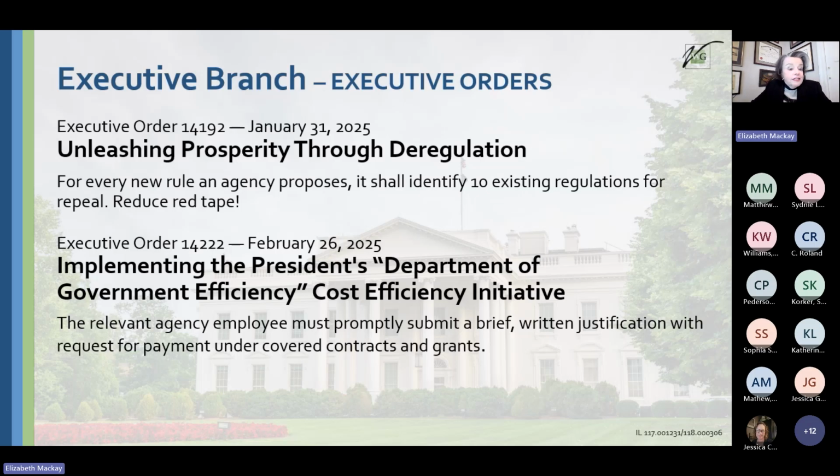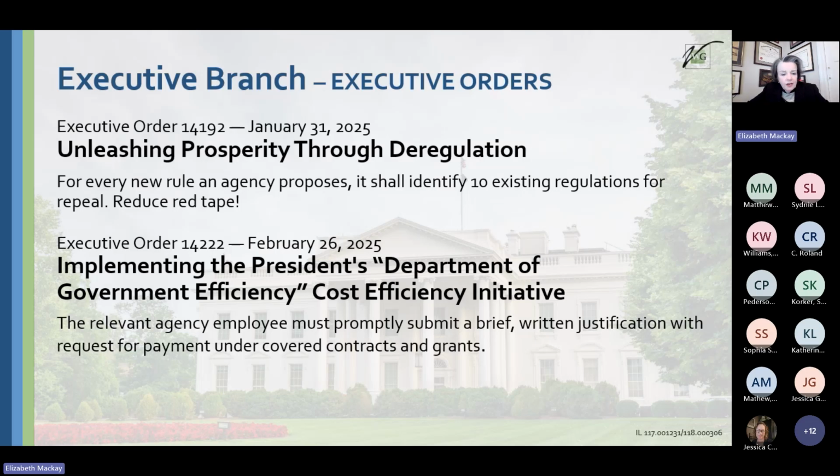And this is reducing red tape. Right? For every new rule that an agency proposes, it shall identify 10 existing regulations for repeal. All right, so this is a very clear message as far as the goal to reduce red tape. And of course, I don't think there's a very big pro-red tape contingent out there. So this is a fairly non-controversial executive order.